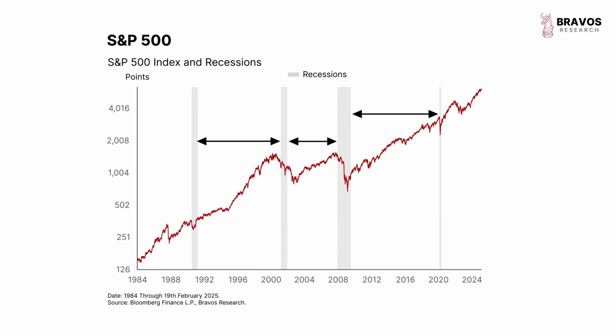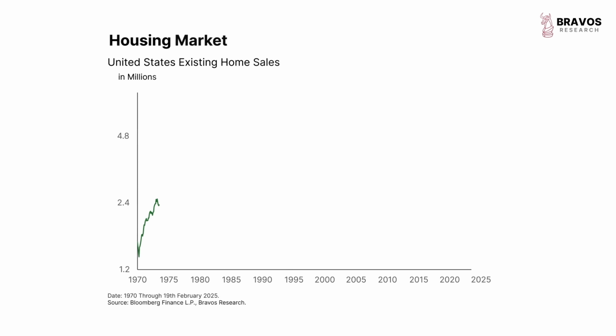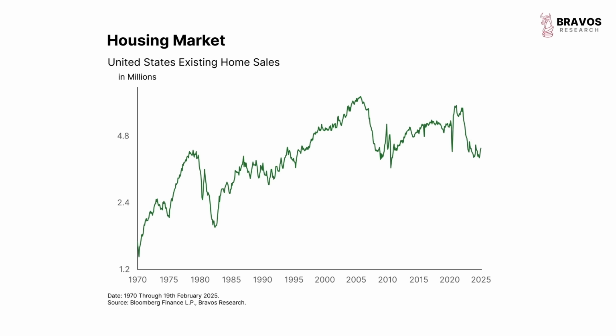Of course, recessions don't just happen because it's been too long since the last one. They occur because certain conditions are in place in order for them to happen. And one of them can be seen on this chart right here. This is a chart that shows us housing activity in the United States, showing us the number of homes that are being sold in the US going back to the 1970s.